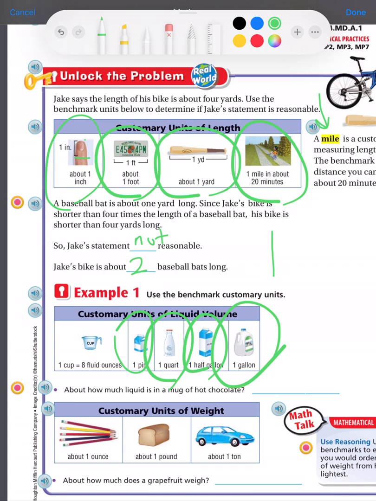About how much liquid is in a mug of hot chocolate? I think we could eliminate gallon. That's a big mug of hot chocolate. We could eliminate half gallon and quart. You might have a pint if you have a great big mug, but you're probably going to drink, so you can fit marshmallows down in here, you're going to drink a cup of hot chocolate.